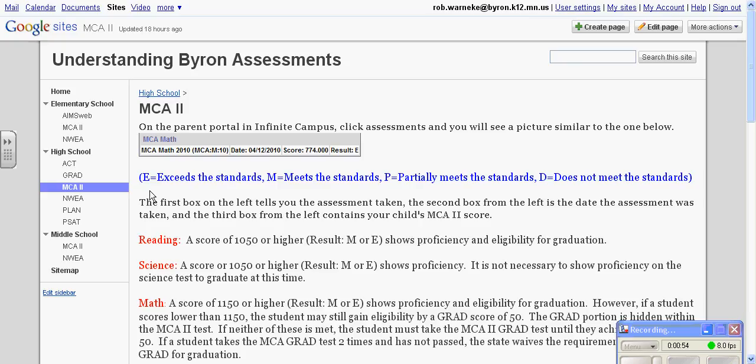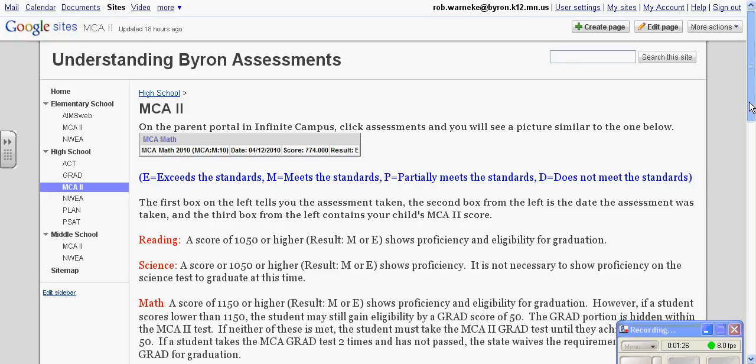Now in blue here, I've explained what those letters mean. E would mean that they exceed the standard. M is that they meet the standard. P is partially meets the standard. And D is does not meet the standard. The state hopes that each student will receive an M or an E, and if they do, then they are ready to graduate. If they receive a P or a D, they are not on track to graduate.